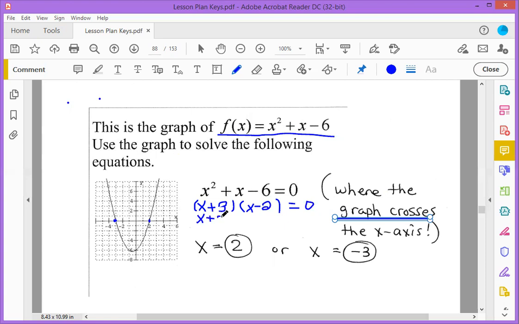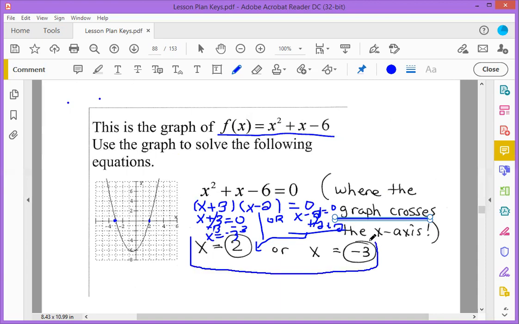So x plus 3 equals 0, or x minus 2 equals 0. And when we solve these equations, we get positive 2, because we're going to add 2 to both sides of the equation on the right side. The 2's will cancel, so we'll get x equals 2. Or when we solve this equation on the left side, we subtract 3 from both sides. The 3's will cancel, we'll get x equals negative 3. So negative 3 or positive 2. Those are the solutions we get.